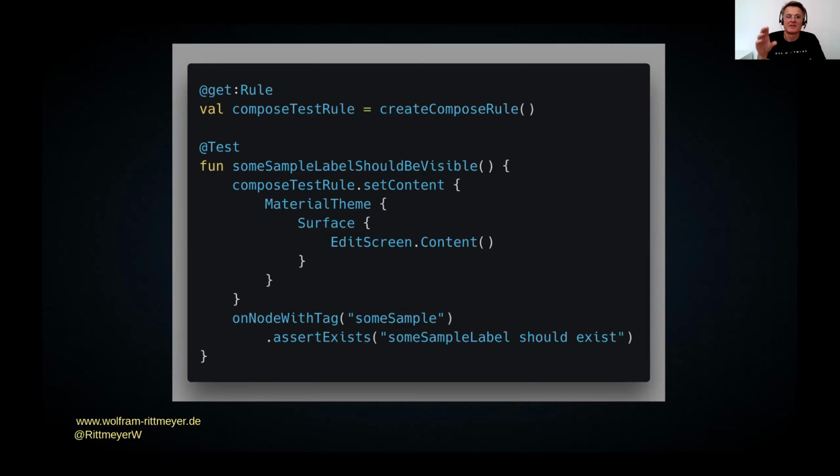The set content method on the rule can only be run once per test. So if you put it into the setup method, you cannot change it later on in the test method. So it's probably best to put it into the test method directly and use different data sets, for example, or different stylings or some things like that in each of these tests.